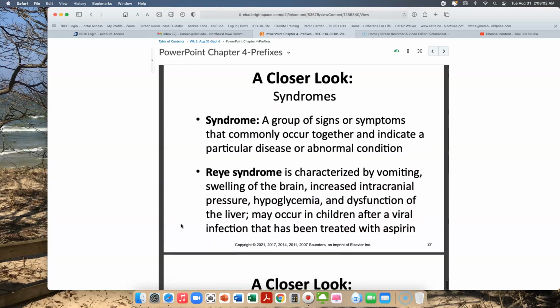Syndrome. A syndrome is a group of signs or symptoms that commonly occur together and indicate a particular disease or abnormal condition. An example of a syndrome is Reye syndrome. This is characterized by vomiting, swelling of the brain, increased intracranial pressure, hypoglycemia, and dysfunction of the liver. This is known to occur in children after a viral infection that has been treated with aspirin. And this is why they always say never give aspirin to children, because if they're getting over a viral infection, treating them with aspirin can cause Reye syndrome. So that's why they always say acetaminophen or ibuprofen, but never aspirin.